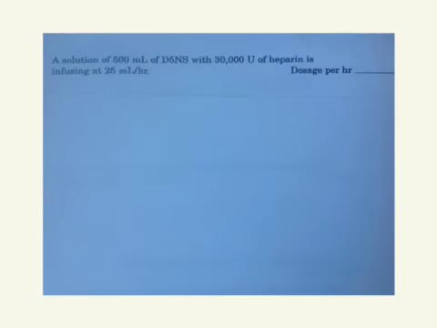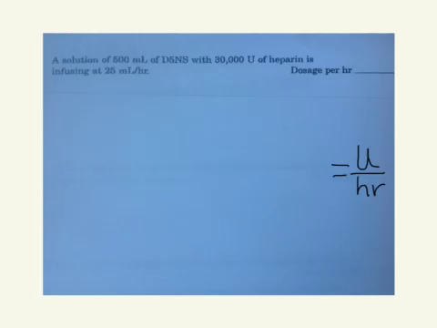Okay, here we have a problem that says you have a solution of 500 milliliters of D5NS with 30,000 units of heparin, and it's going at 25 milliliters per hour. So how many units of heparin is the patient receiving per hour? So what we're going to do is it's going to be units, because that's the units that we're working in, and it's going to be per hour. So when we get done, that's what our answer is going to be in.